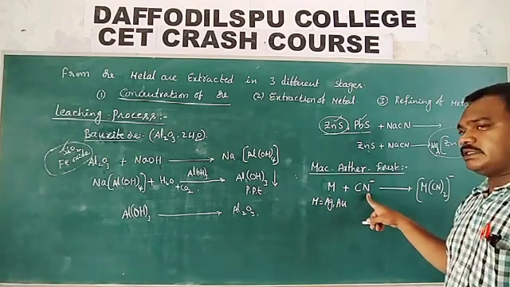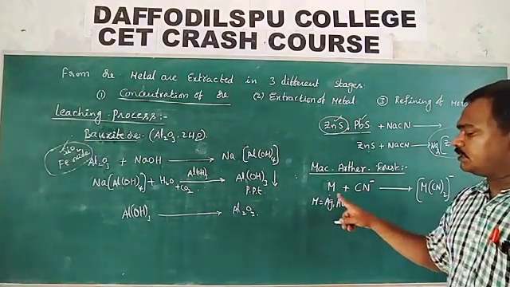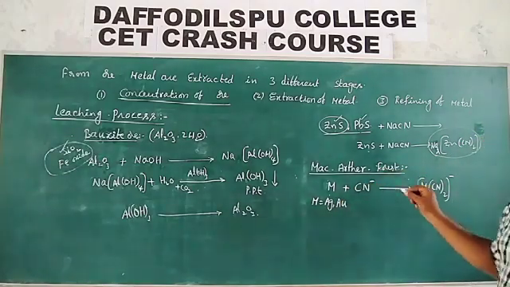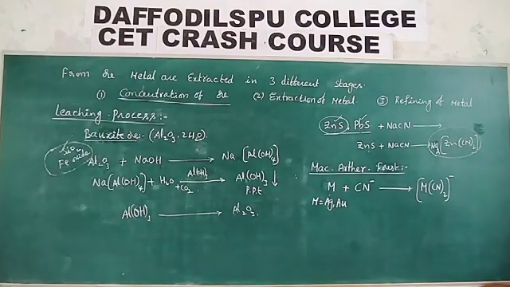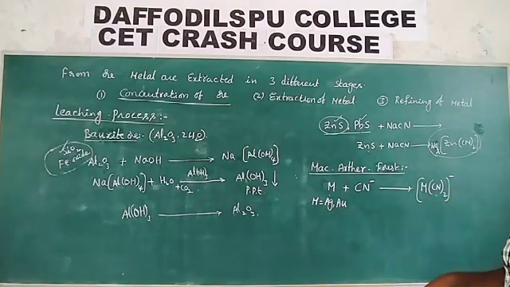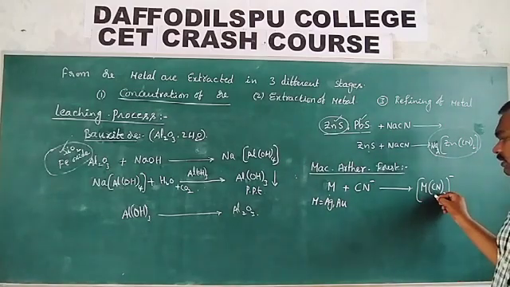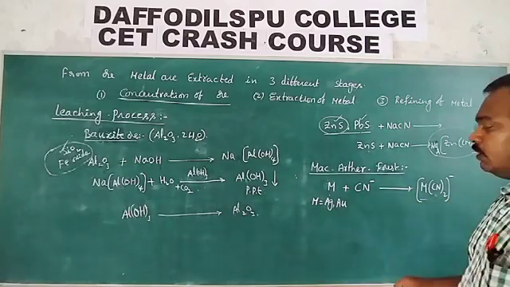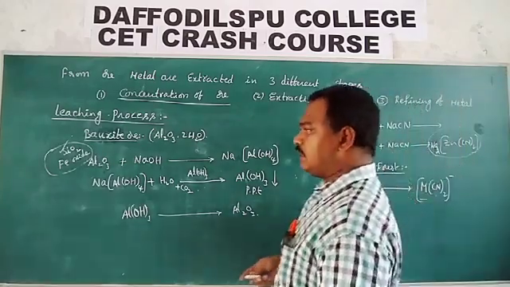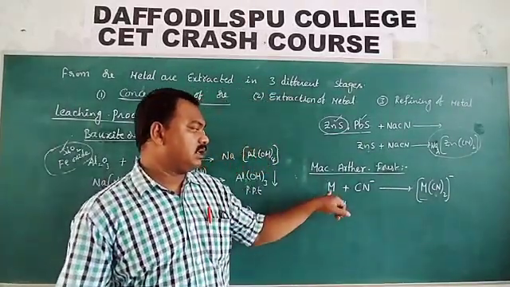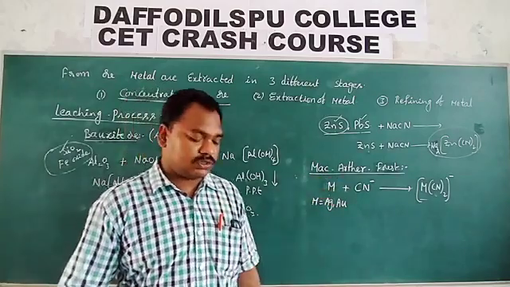Impurities are not dissolved in cyanide solution. Only silver ore or gold ore dissolves in cyanide solution. Then we will get this complex compound. To this complex compound, when water is added, we can separate the metal component from the ore. Like that, we can separate the impurities and pure metal in the MacArthur-Forrest process.